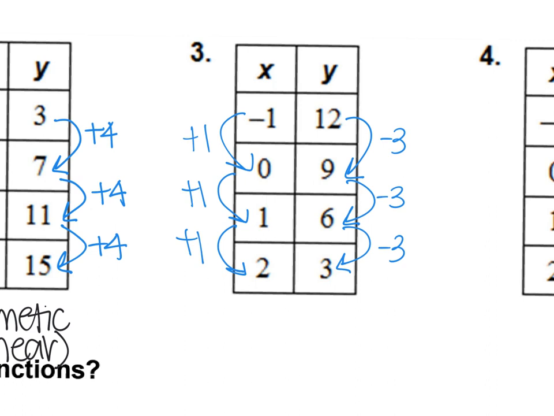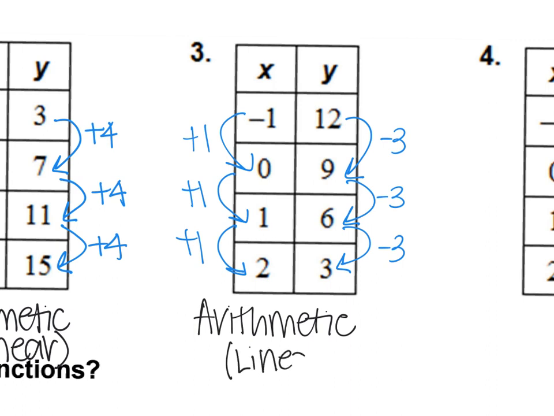So again, this is arithmetic, or in other words, it's linear. It makes a line. It's going up at a constant rate, or in this case, it's going down. It's going down 3 over 1, down 3 over 1.